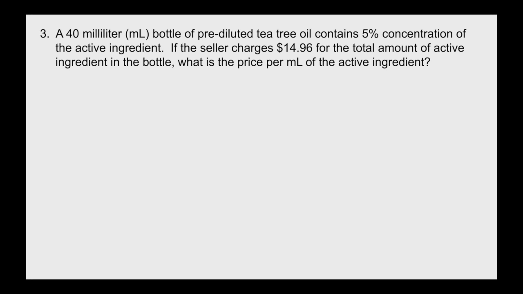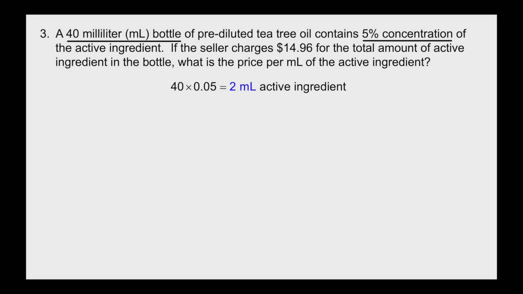For number 3, a 40 milliliter bottle of pre-diluted tea tree oil contains 5% concentration of the active ingredient. If the seller charges $14.96 for the total amount of active ingredient in the bottle, what is the price per milliliter of the active ingredient? So again, if I'm looking at the concentration here, I'm taking the full amount and I want to figure out what that 5% concentration is. So 40 times 5%, the decimal would be 0.05. That's going to give me 2 milliliters of active ingredient.